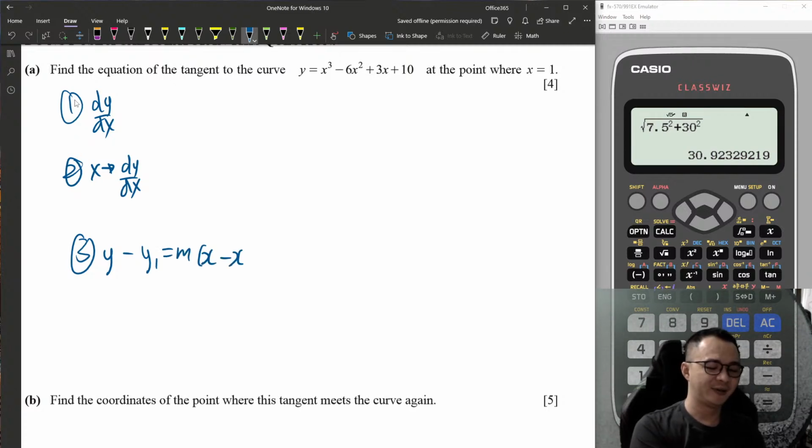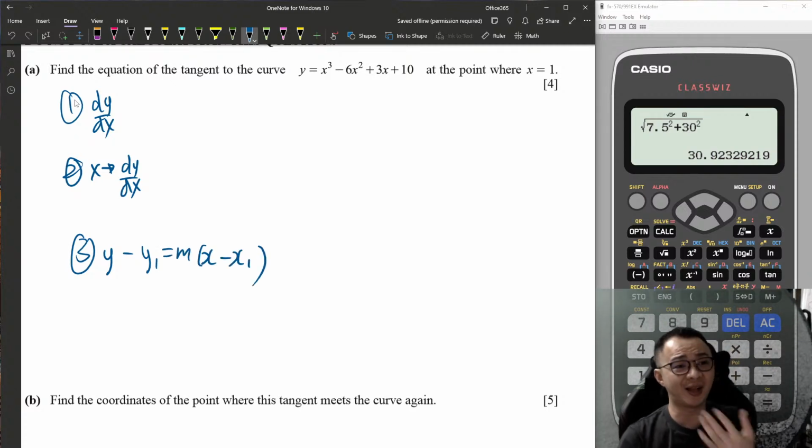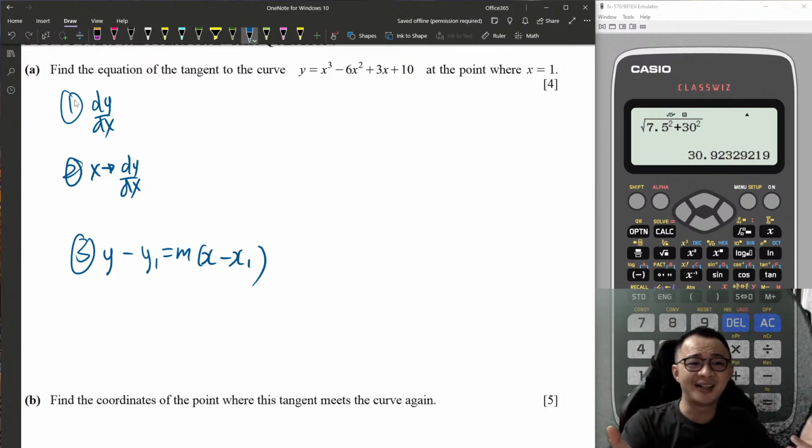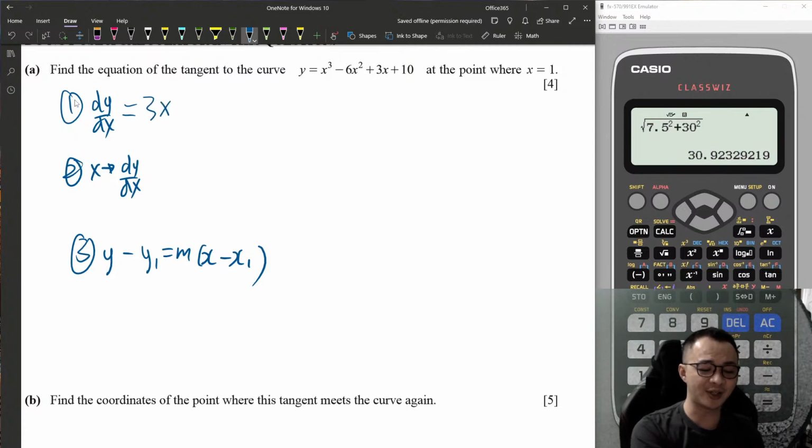Yeah, because some students trying to visualize how the tangent will look like and how to do. Yes, you can do that if you want to, but for me it's unnecessary here. So yeah, I do dy dx first. I differentiate x cubed, 3x squared. I differentiate 6x squared, minus 12x. I differentiate plus 3x become plus 3.